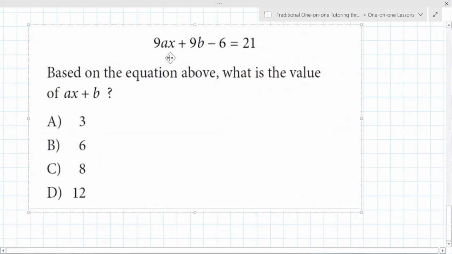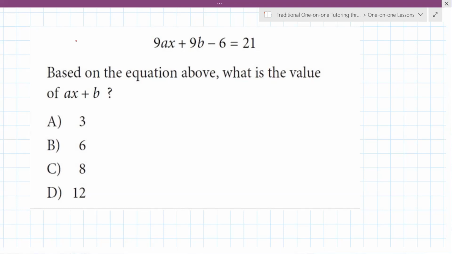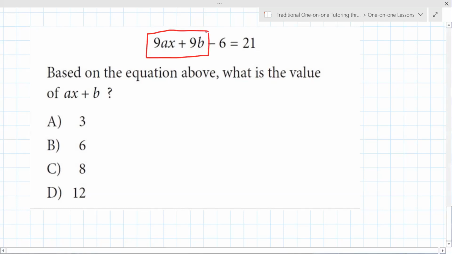But what you might recognize is that ax plus b is in the first two terms. Do you see that it's in there? Yeah. What else is in the first two terms? 9. So we can write 9 parentheses ax plus b minus 6 equals 21. And now this thing in parentheses, that's your variable. That's the thing you're solving for. 9 times some number minus 6 equals 21. So it equals 3. Yes.